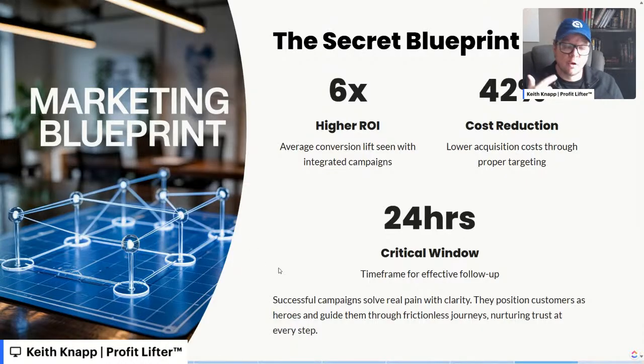Successful campaigns solve real pain with clarity. They position customers as heroes and guide them through frictionless journeys, nurturing trust at every step.